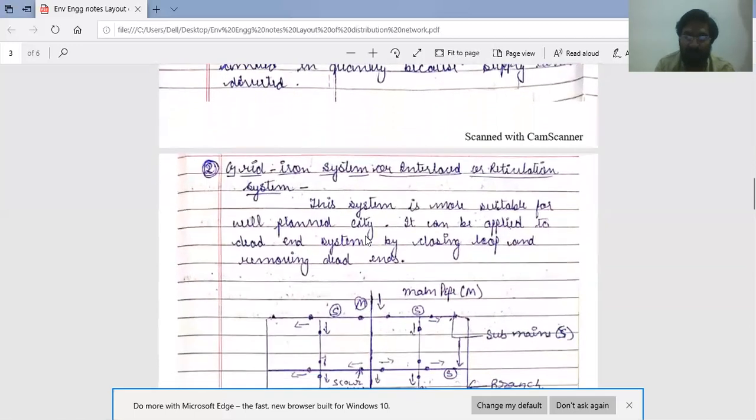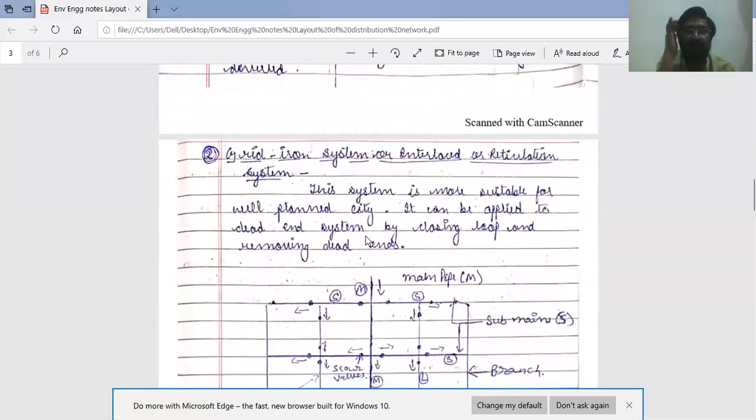Second layout network is grid iron system or interlaced or reticulation system. This system is better than dead end system or tree system. This system is more suitable for well-planned city. It can be applied to dead end system by closing loop and removing dead ends. Improvement in dead end system.